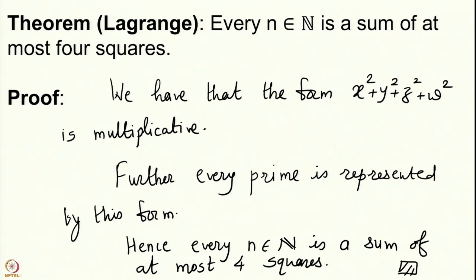Remember also that our proof is somewhat constructive. For 2, we have constructed the numbers whose sum of squares give you 2. And similarly, for every prime, the method that we have given will also tell you how to construct the expression for p as a sum of 4 squares. And once you have it for every prime, then for every integer, you write it as a product of primes. And then for each prime factor, you have the expression. So, you have the expression for n.